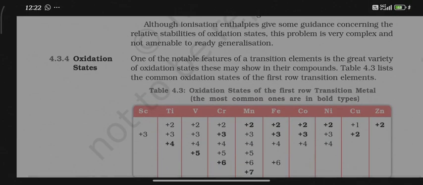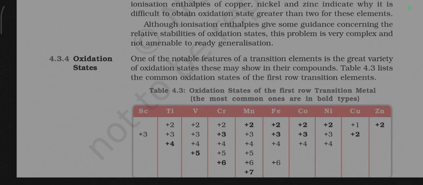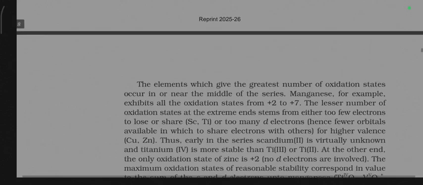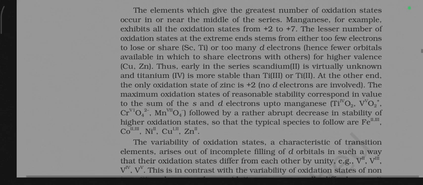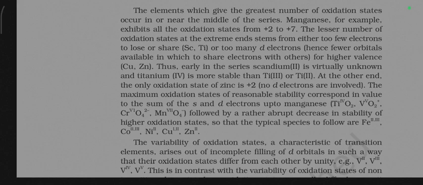Oxidation state. One of the notable features of a transition element is the great variety of oxidation states these may show in their compounds. Table 4.3 lists the common oxidation states of the first row transition elements. The elements which give the greatest number of oxidation states occur in or near the middle of the series. Manganese, for example, exhibits all the oxidation states from +2 to +7.